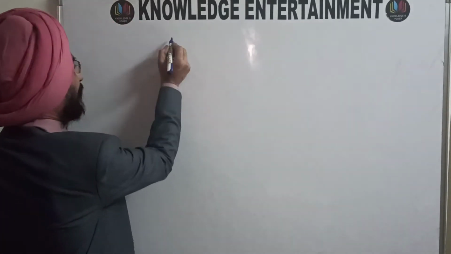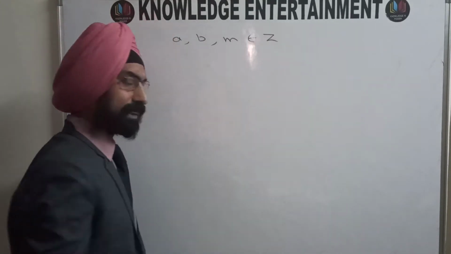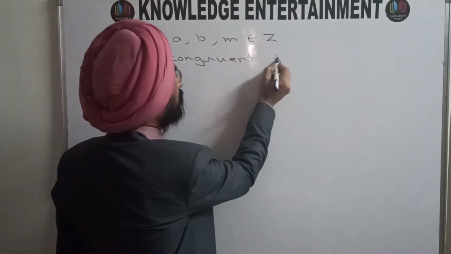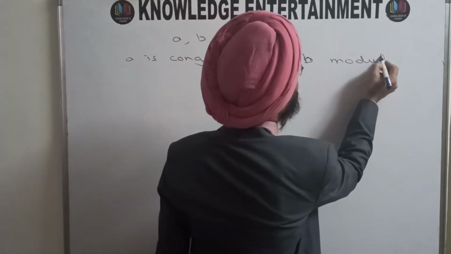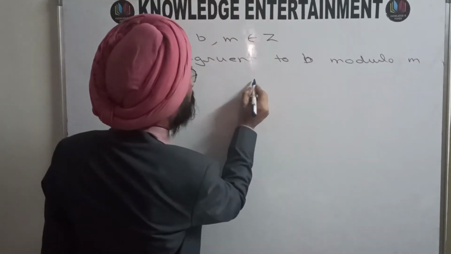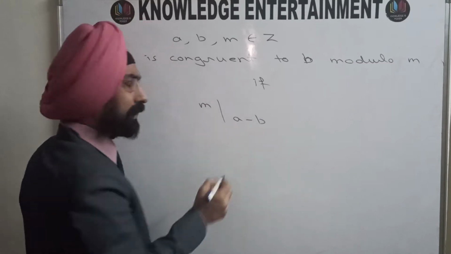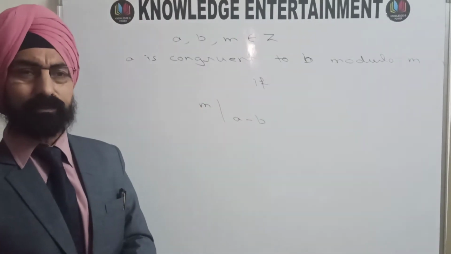So let us first understand what is the meaning of congruences. If a, b and m are integers, then we say that a is congruent to b modulo m if m divides a minus b. That means a minus b is a multiple of m.